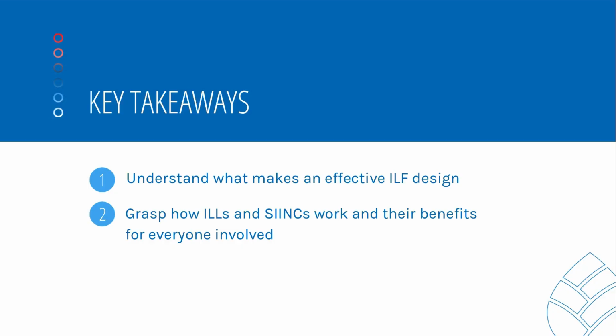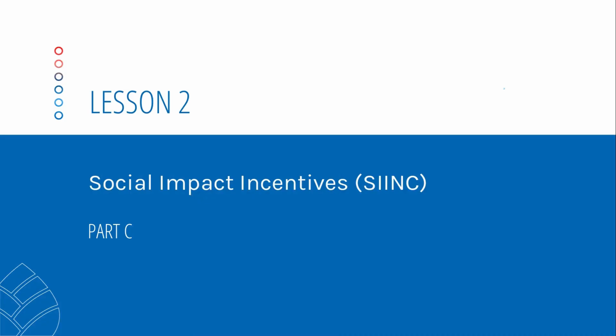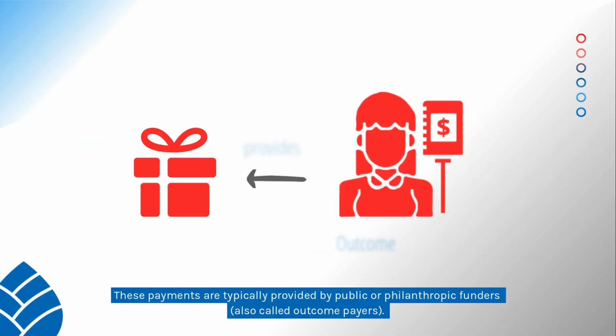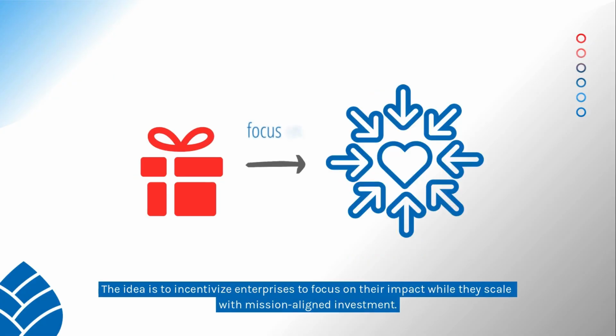Time to get started. As we reach the final chapter of this lesson, it's time to wrap up with an essential instrument in the ILF toolbox. Let's now shift our focus to SIINC, Social Impact Incentives. SIINC rewards enterprises for achieving predefined social outcomes with cash payments. These payments are typically provided by public or philanthropic funders, also called outcome payers. The idea is to incentivize enterprises to focus on their impact while they scale with mission-aligned investment.